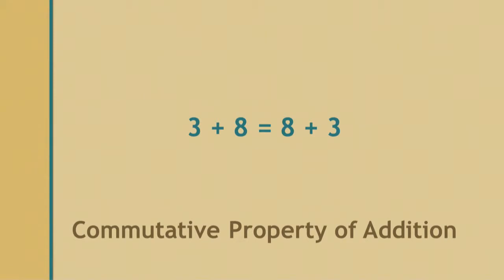Sometimes you'll see this property written with variables. You remember variables, right? A variable is a letter that takes the place of a number. We could write the commutative property of addition this way as a plus b equals b plus a. That a and that b can stand for any numbers we want, including decimal numbers. Again, the commutative property tells us that we can switch the order of the addends and get the same sum. That's the first property we're going to look at today. The second one is probably even easier.